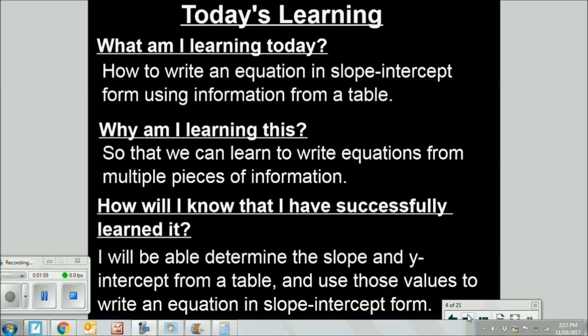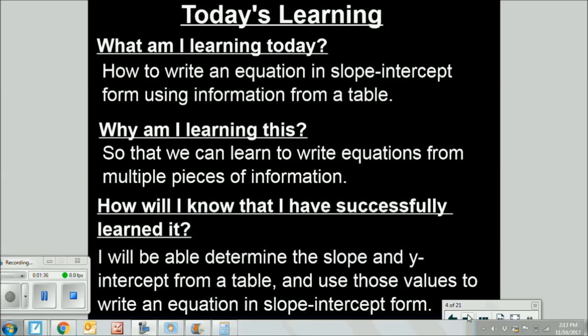Why are we learning this? The reason is so that we can learn to write equations from multiple pieces of information. So it's good to know how to write slope-intercept form from a graph, from a table, from word problems, many different ways. And then lastly, how will you know if you're successful today? If at the end of class today you are able to determine the slope and the y-intercept from a table, then use those to write our equation, you will have it. You will be good to go.